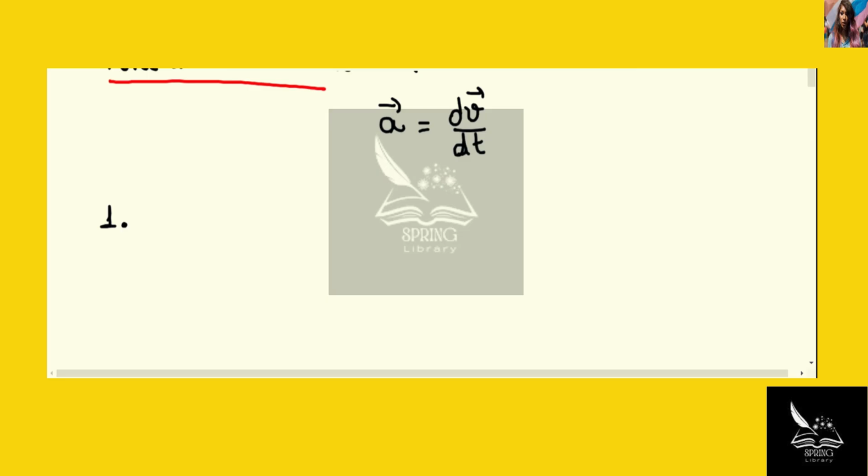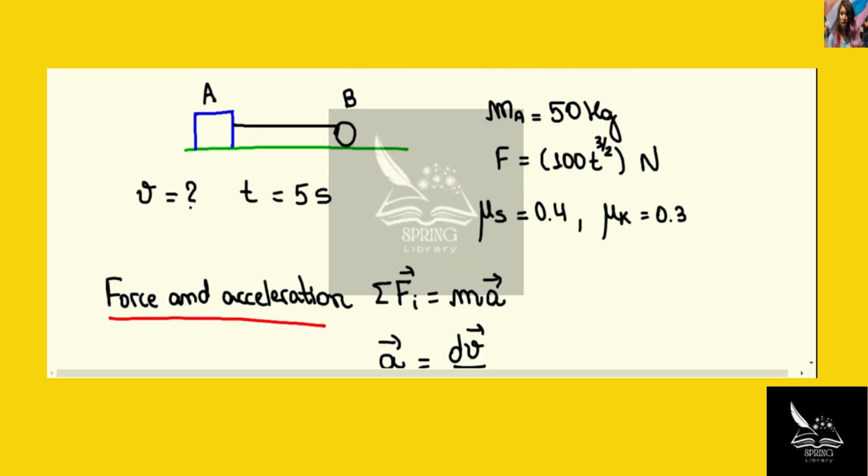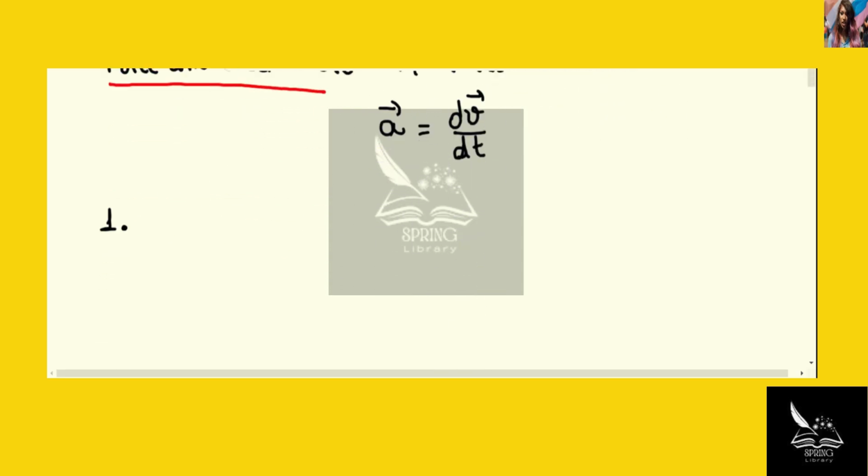First of all, we need to find at what time the block starts moving. The block is initially at rest. That information is given to us by the problem. And at some point between 0 seconds and 5 seconds, the block starts to move. We need first to find what this time is.